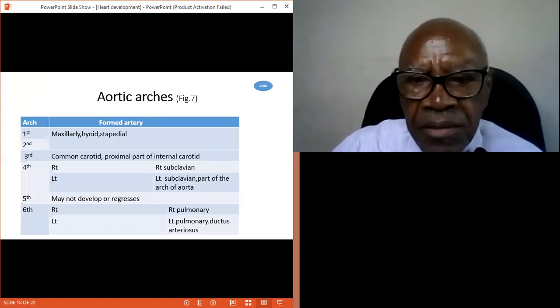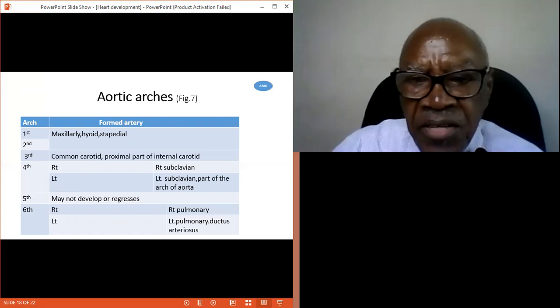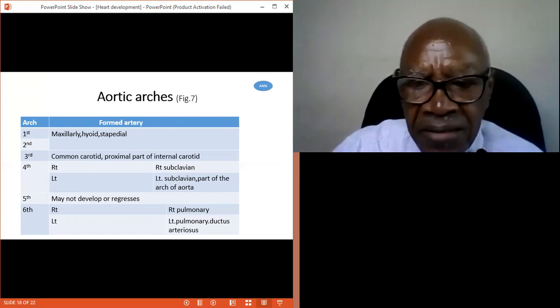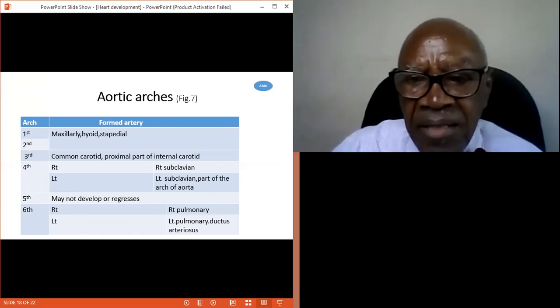Aortic arches and the arteries which are formed from them. The first and second arch forms maxillary, hyoid, and stapedial arteries. The third forms the common carotid and the proximal part of the internal carotid.